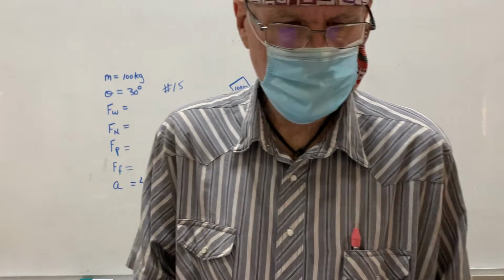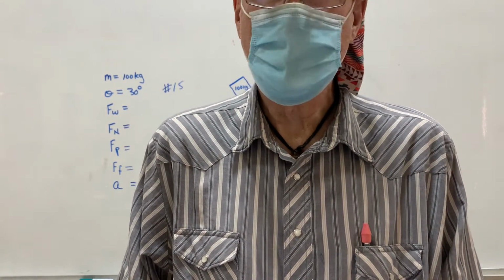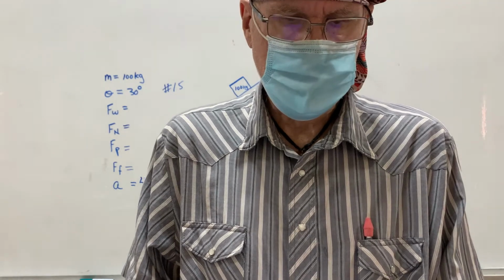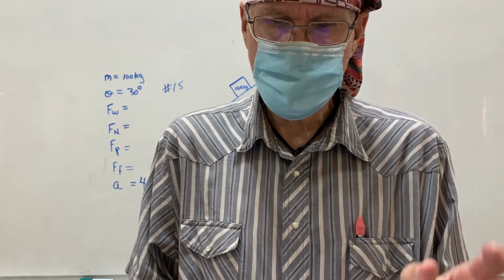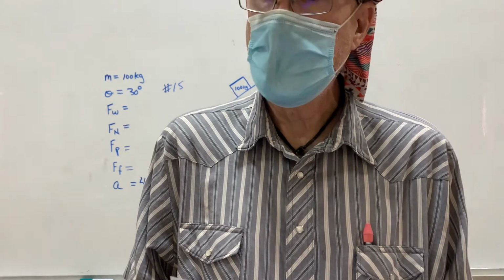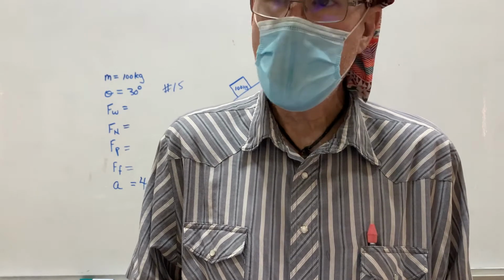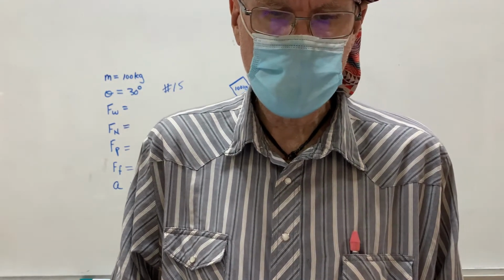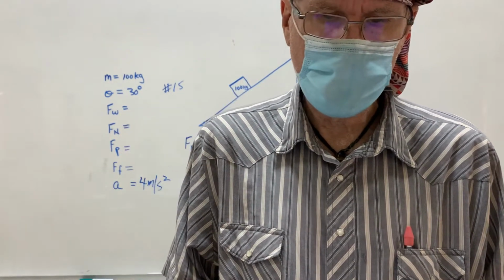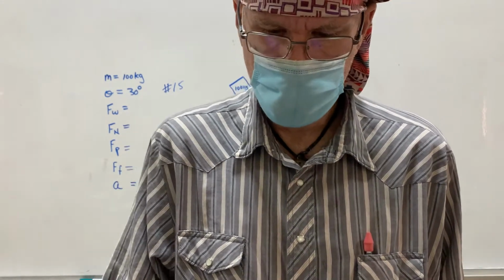It says a chunk of rock of mass 100 kilograms slides down the side of a volcano that slopes up at an angle of 30 degrees to the horizontal. If the rock accelerates at a rate of 4 meters per second, what is the coefficient of sliding friction between the rock and the side of the volcano? Okay?